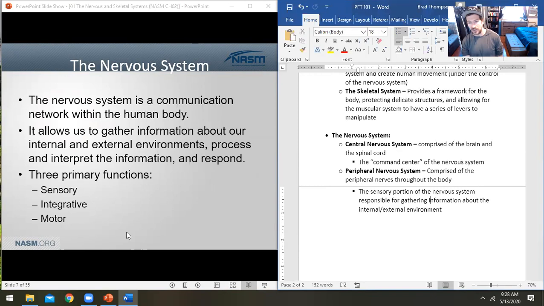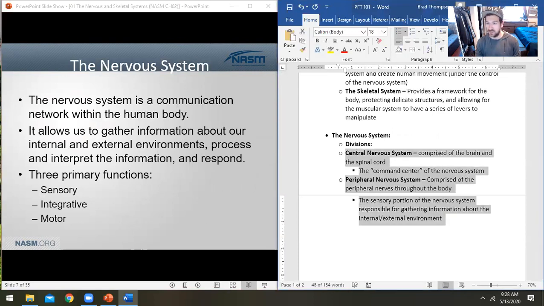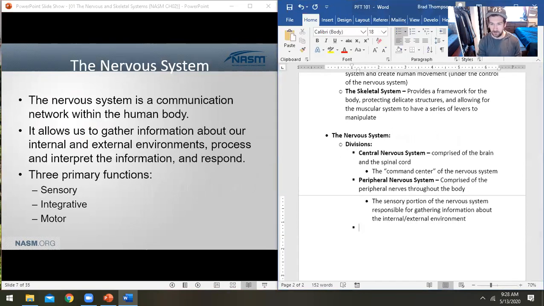So let's go ahead and talk about how our nervous system functions, right? Actually, I'm going to modify this note just slightly. I apologize. Divisions of our nervous system here, and then functions. There we go. So let's look at how our nervous system actually functions.